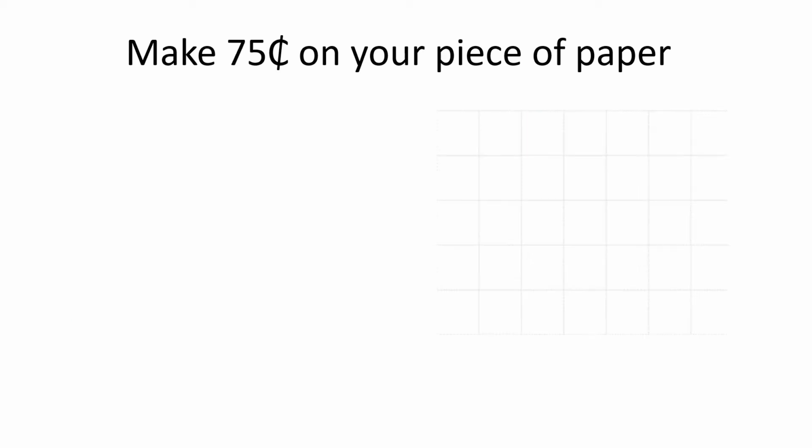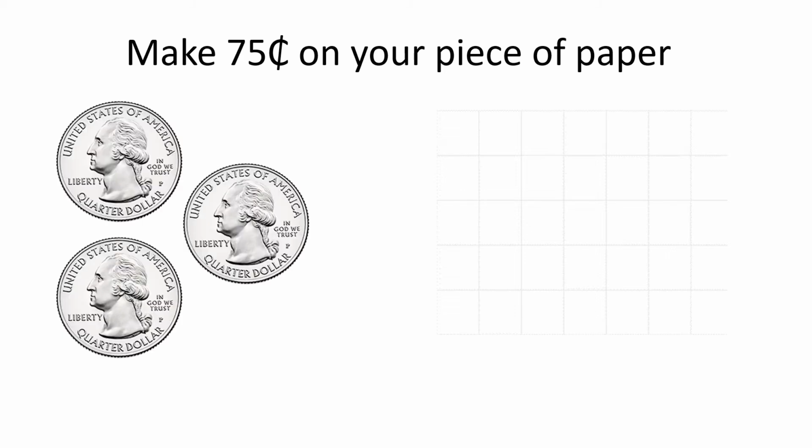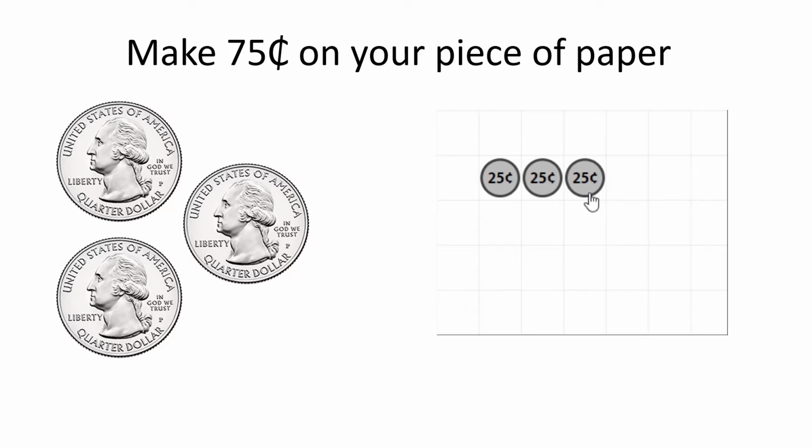Let's try another group of coins. On your paper, make 75 cents. Pause the video as you work on making 75 cents on your paper. Now that you've made 75 cents, here's one way you could have made 75 cents. 3 quarters. Let's count the value of that. That would be 25 plus 25 plus 25 would give us 75 cents.